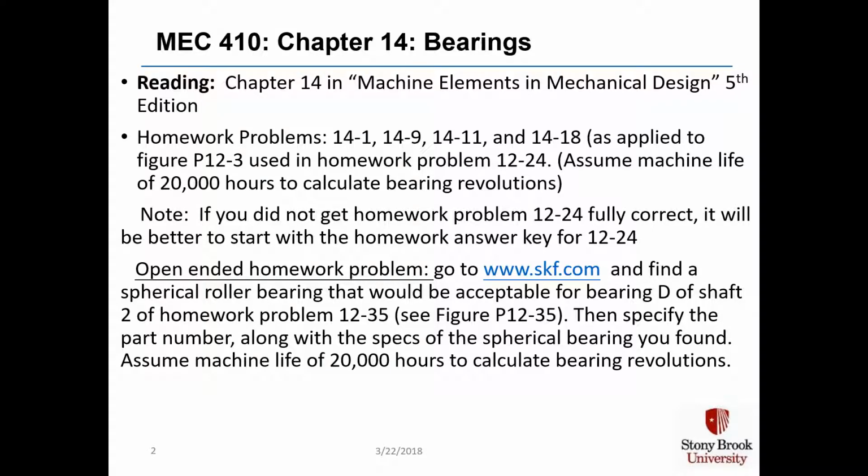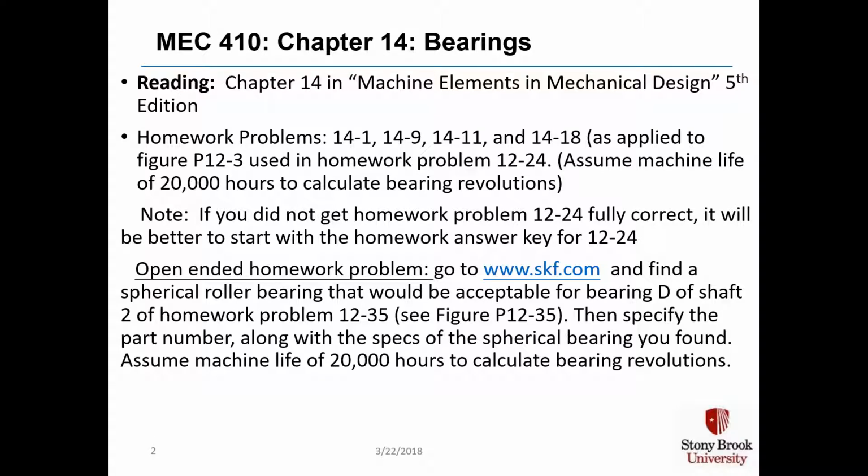Here in Chapter 14, we're going to study bearings. We have a few standard homework problems for you, 14.1, 14.9, 14.11. 14.18 will apply to Figure 12.3, which was used in homework problem 12-24.